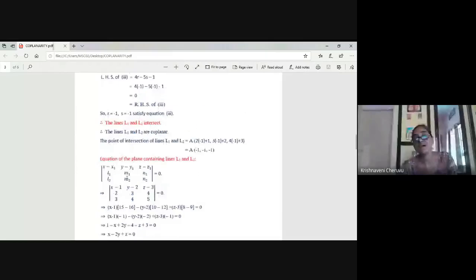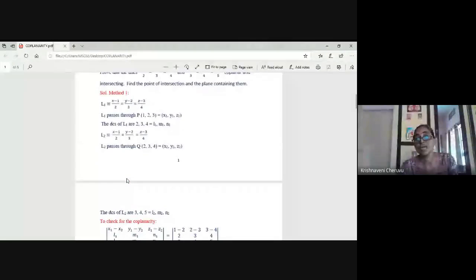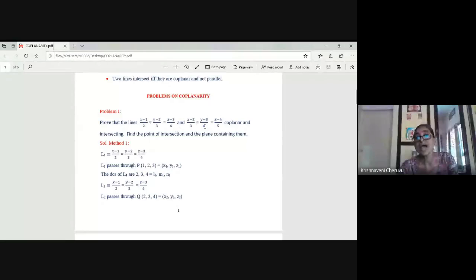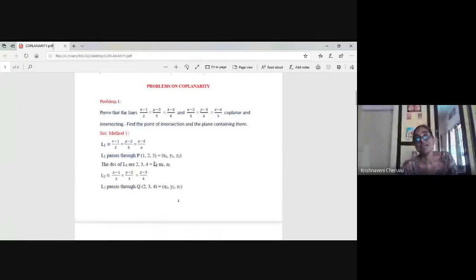So this is the first variety, girls, coplanarity of two symmetrical lines. Two symmetrical lines were given and you are asked to check whether they are coplanar and intersecting. I repeat once again, girls, coplanar means they may intersect, or may not intersect. To intersect, what condition do you have to check? You have to check whether they are parallel or non-parallel. The first method is a little tedious. Better you do the problem by the second method, girls.